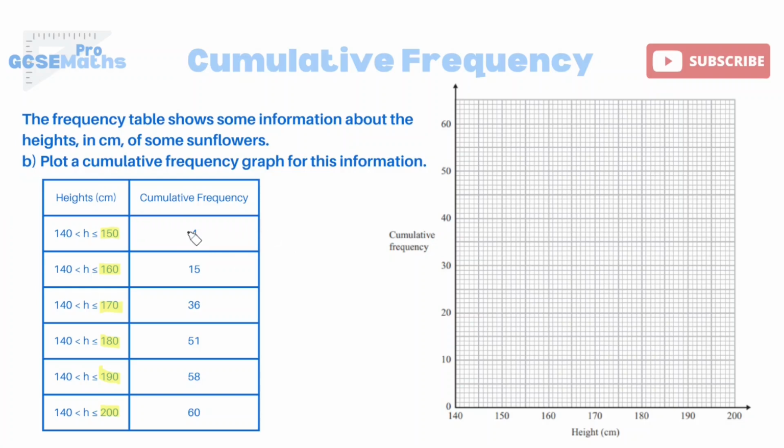So the first one we're going to plot 150 across and 4 up on the y-axis. So you can see here 150 and then 4. Again, double check the scale of your graph, sometimes they change. The next one's going to be at 160 and at 15. Then we're going to have 170 and 36, and hopefully you can see the pattern now. 180 and 51, 190 at 58, and finally 200 at 60.